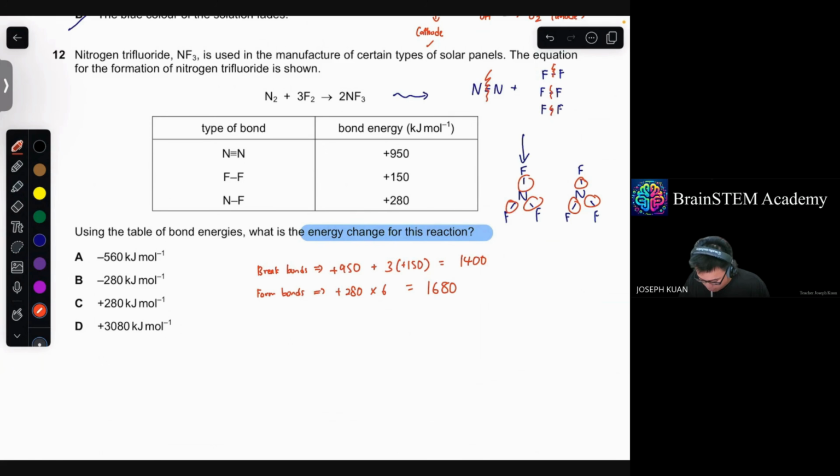So you see that you need more energy to form the bonds, and we know that forming bonds releases energy. Okay, so essentially there's an excess of 280. Okay, and then you release energy, so it will be having a negative symbol. All right, so the answer should be B. Okay, otherwise you can use the formula of how to find the energy change, which is taking the energy to break the bonds, take away the energy to form the bonds.